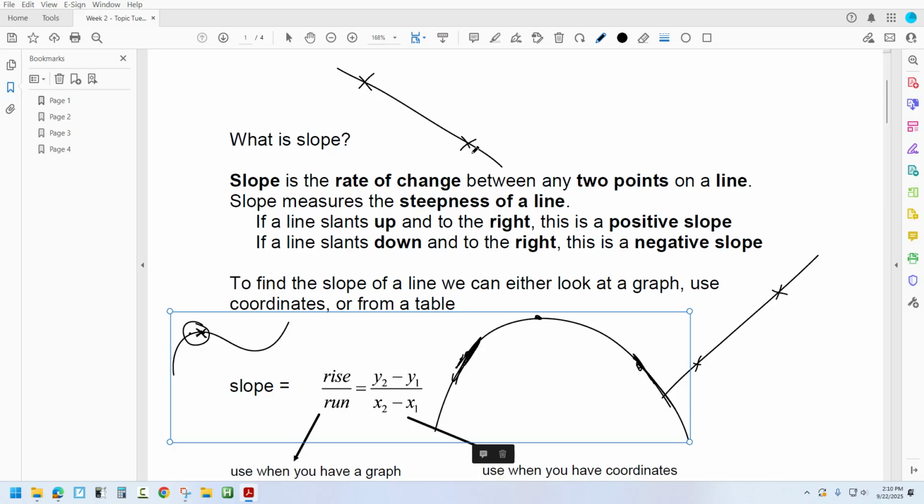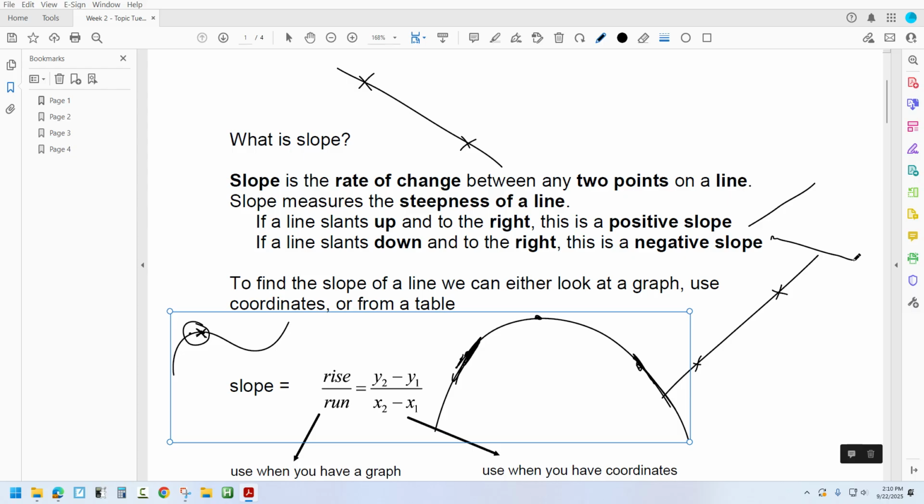There's two main kinds of slope. There's a line that slants up and slants down. A line that slants up and to the right looks like that. That's a positive slope line. If the line slants down to the right, that's a negatively sloped line.